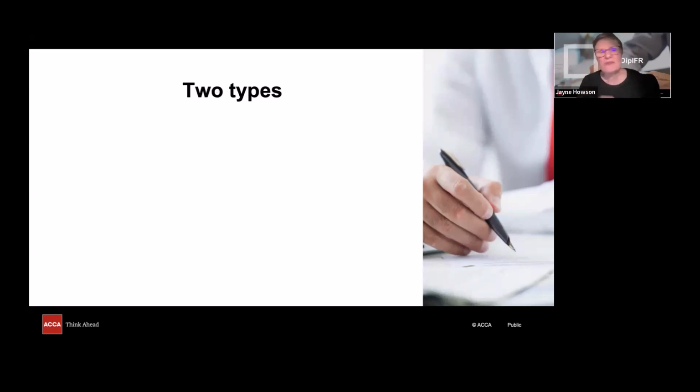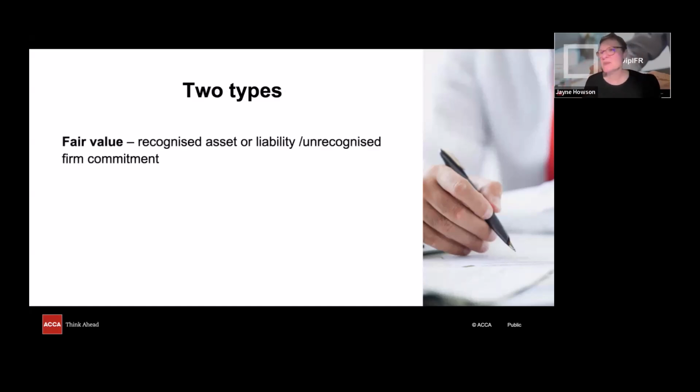Now, as you know, there are two types of hedge that we need to be aware of. What's important for you in an exam question when you see one is to identify which of these we're talking about. And I'm going to give you some hints and tips as to which one it's going to be.